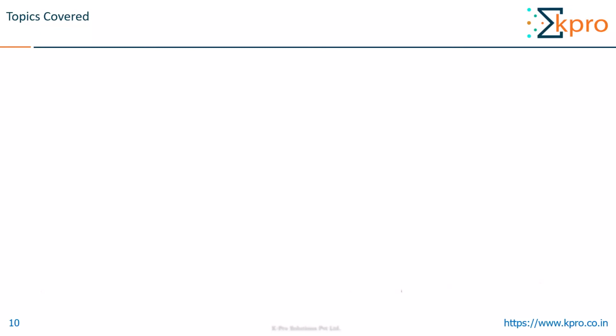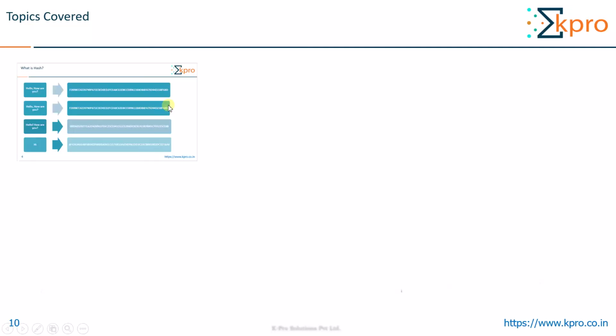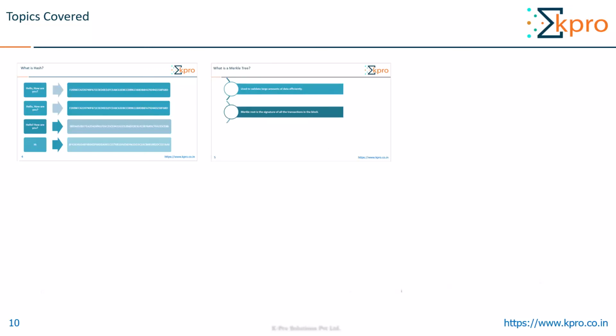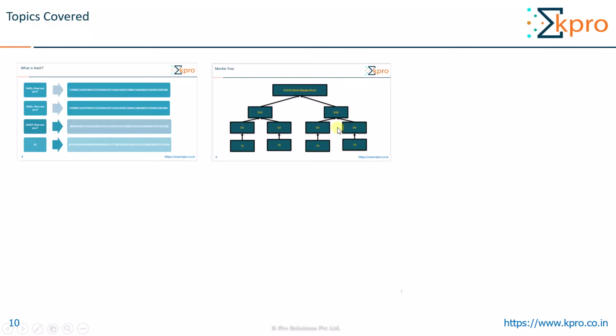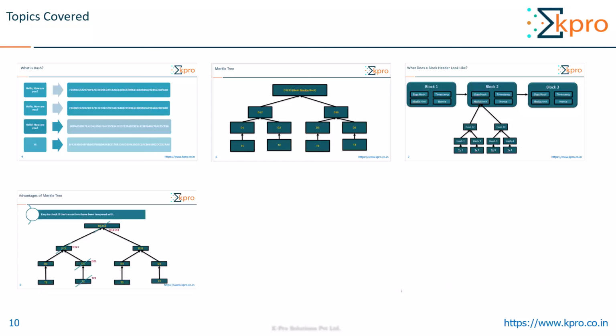Now let us have a quick recap of the topics that we have covered in this video. So in the beginning we saw what we mean by hash, and with that we saw a few examples of hash and its properties. Next we saw what is a Merkle tree, and then we saw what the Merkle tree looks like. Then we saw what a block header looks like and how we find the block's unique hash. Then we saw these two advantages of Merkle tree.